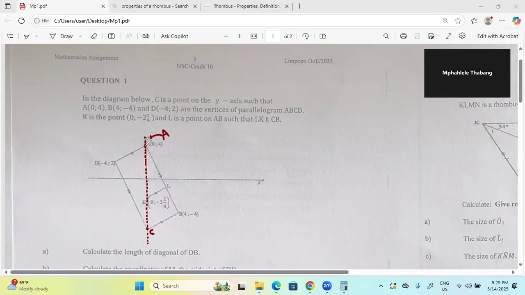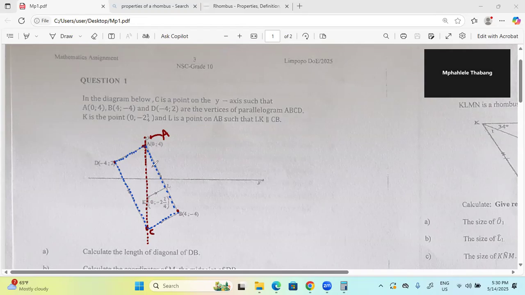So A, B, C, D are the vertices of a parallelogram. So let me indicate this quadrilateral, this shape, which is a parallelogram, is this shape here. I'm indicating this parallelogram with a blue color.